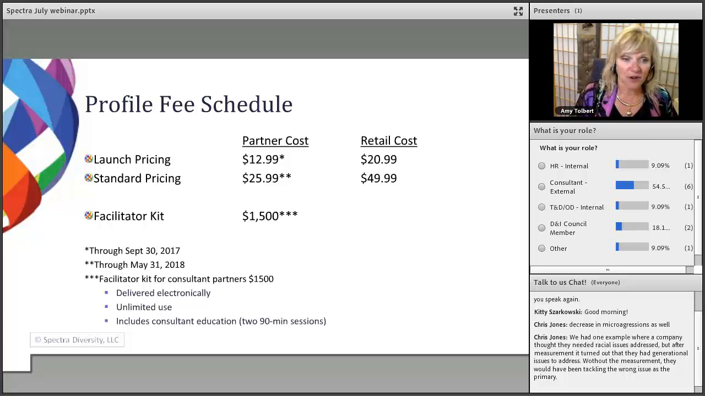After September 30th, we're going to go to the standard pricing of $25.99 with, again, the retail cost of $49. So you can see you've got an opportunity to have some business growth within your particular business as an external. Internally, you'd be buying at the wholesale if you were not working with an external consultant.